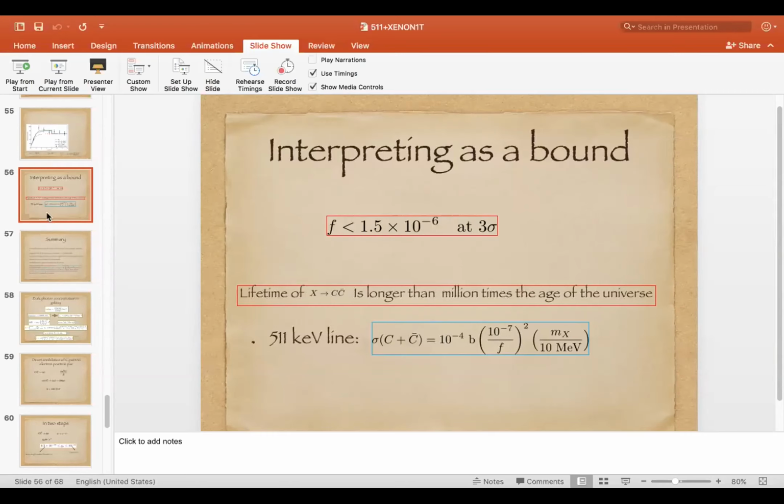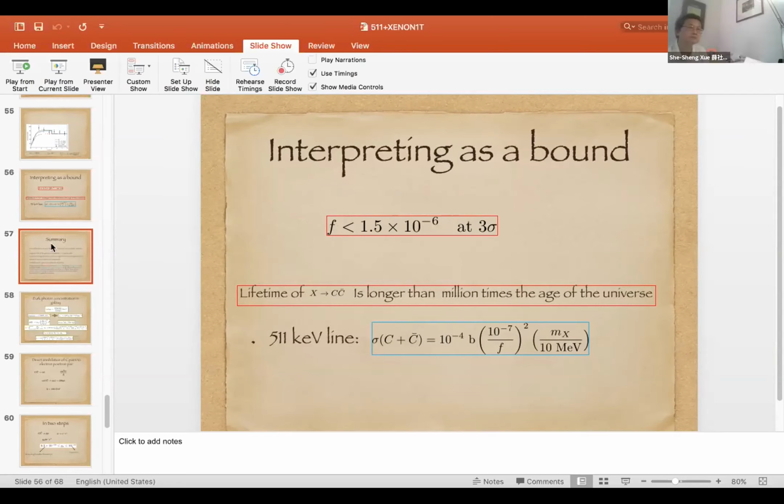Please go to the slide of 57 so that, yeah, 57, please, my summary. Please. Okay, this one is 57. Can you see that?